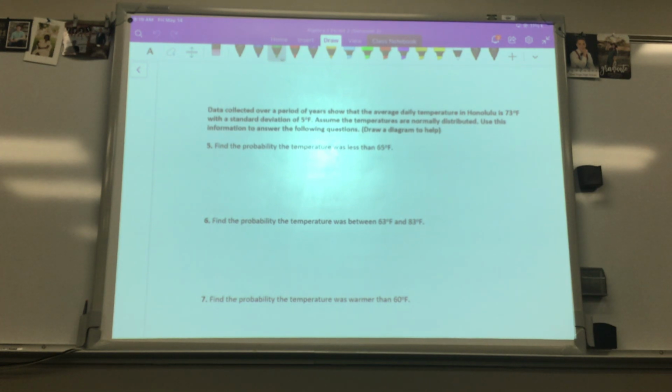Okay? But just draw the curve to give yourself a visual, right? Shade what you need to. Then find the area associated with that shaded area. So, use these last 8 minutes wisely and let's get to work.